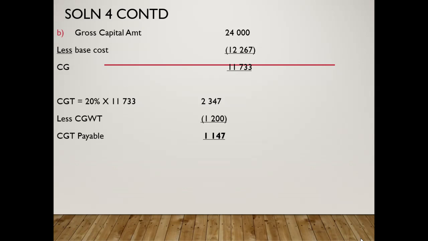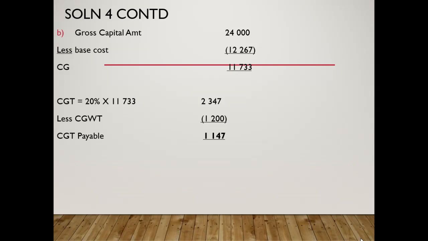So when you are now calculating your CGT, and you've calculated that on the total gross capital amount your CGT is 2,347, then you can't pay this one because the 1.2 was already withheld by the buyer. So you have to pay the net. So we have to deduct the capital gains withholding tax from the capital gains tax that you would have computed.